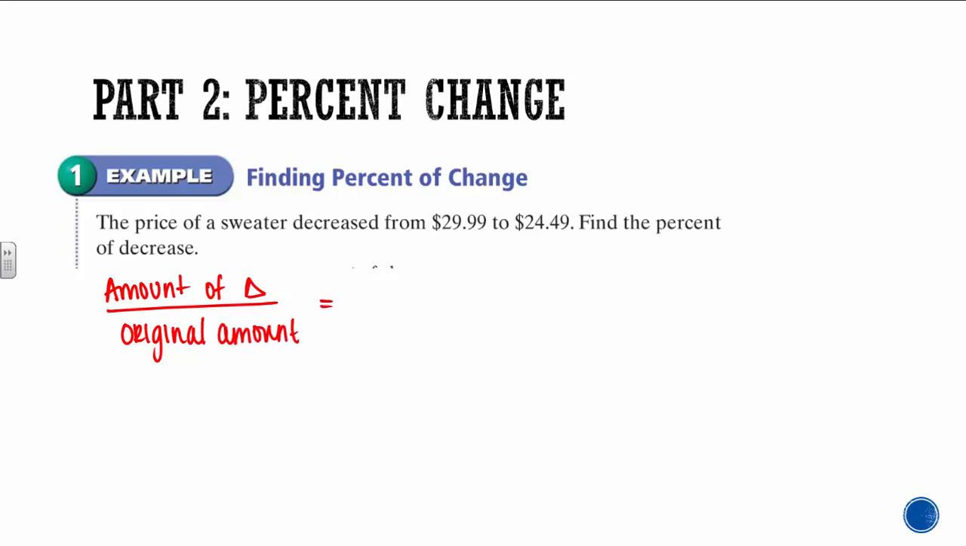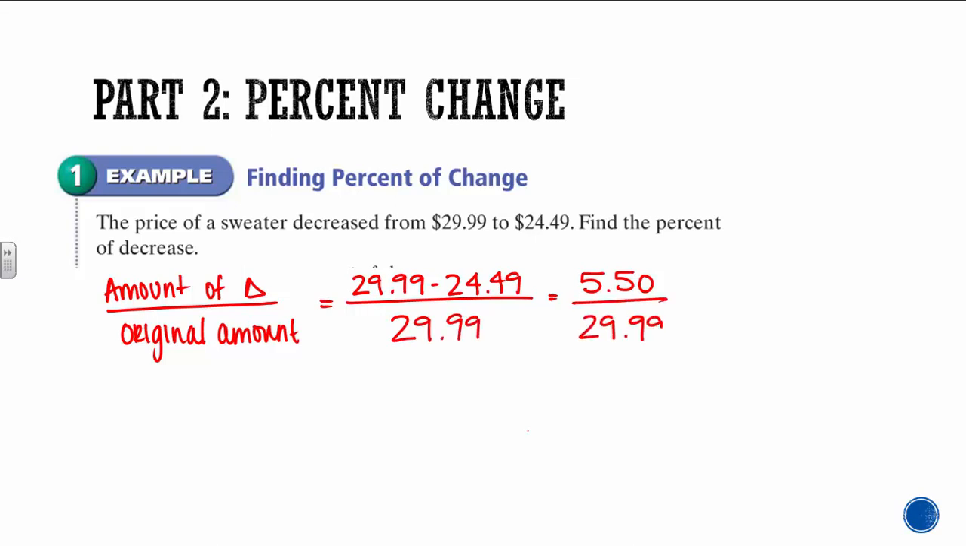So to find the amount of change, we need to subtract. So we started at $29.99 minus the $24.49. When we subtract those, we end up with $5.50 divided by the original amount, which was $29.99. And then all we have to do is divide.